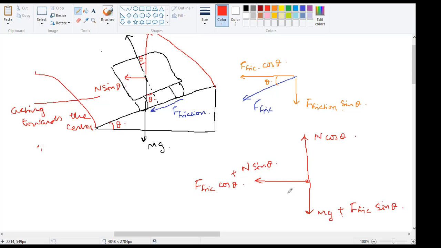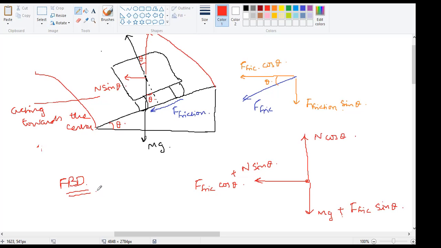If I draw all the forces acting on a body, what do you call that diagram? Free body diagram, FBD. Basically we are freeing the body from the rest of the system, and I'm showing all the forces acting on the body. So that's why it's called a free body diagram.